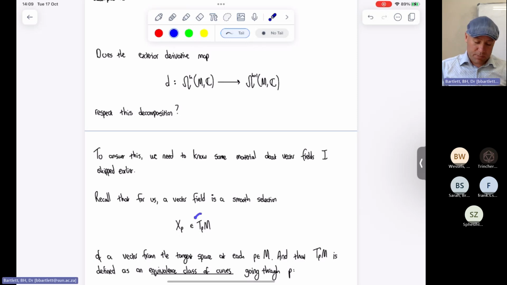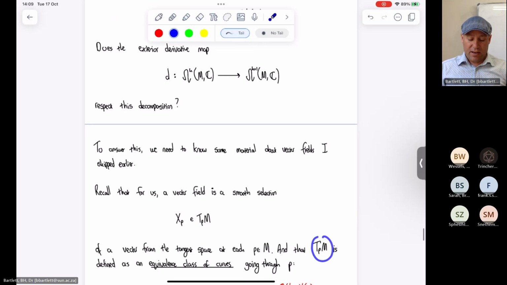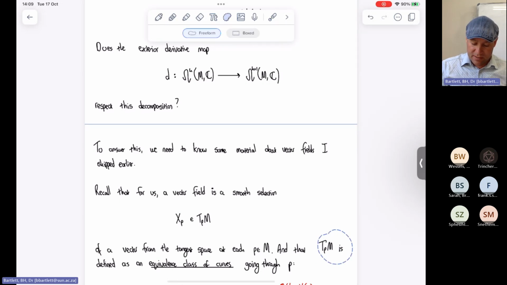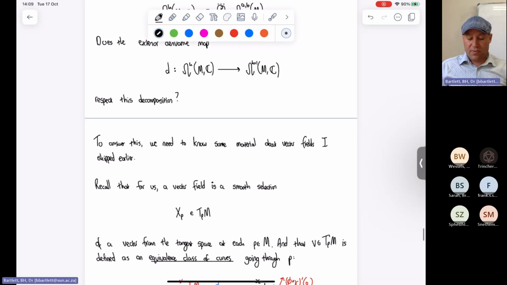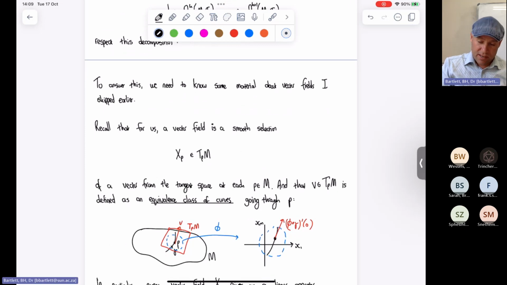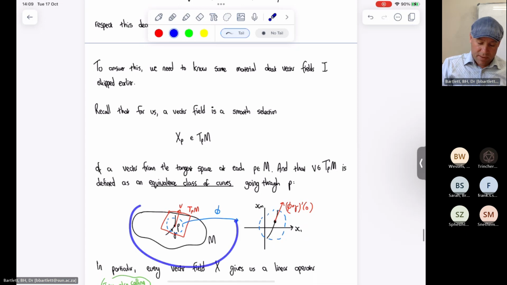Okay, and what is the tangent space for us? Sorry, I should say a vector in the tangent space is defined as an equivalence class of curves going through a point in a manifold, right? So here's a manifold M. I'm trying to define the tangent space at P. So I need to define what an element of the tangent space is. And an element of the tangent space is a curve, or an equivalence class of a smooth curve, going through the point P.